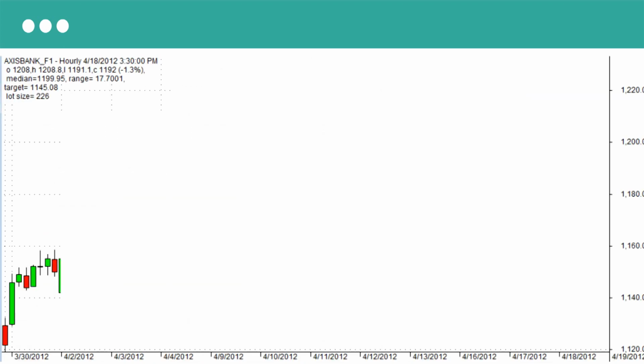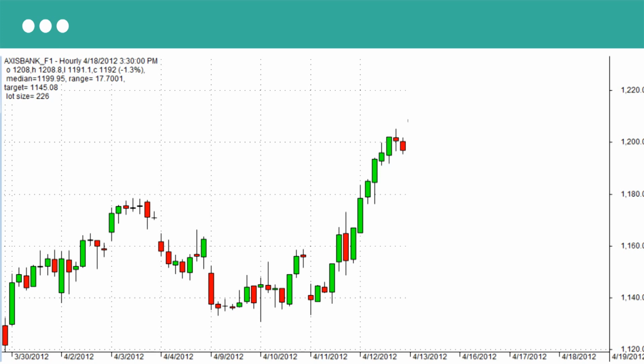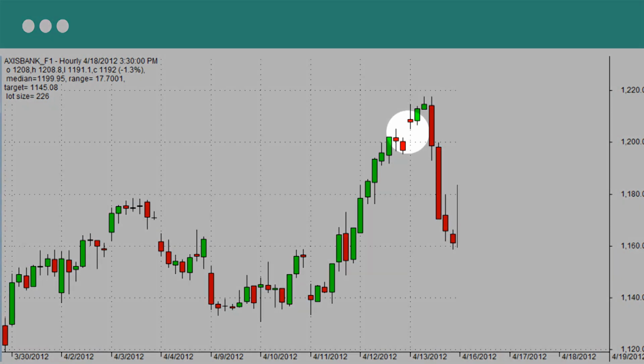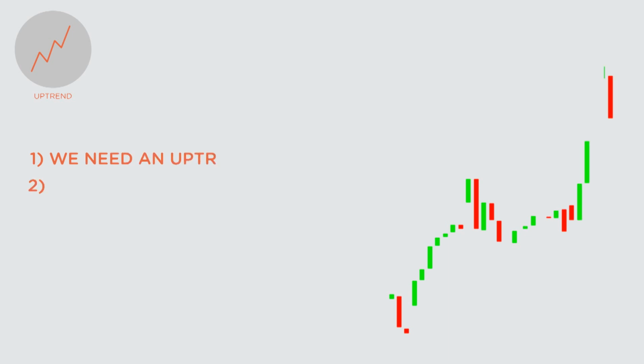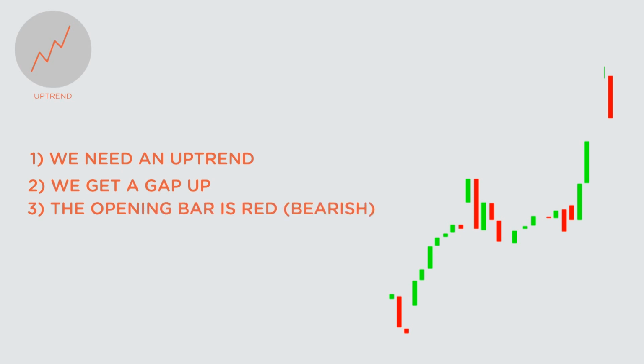Same thing in this chart. We got an uptrend, we got a gap, the opening bar of the gap is red, and then we fell. In this chart, it actually happened twice. And lastly here as well. This is the setup. First, we need an uptrend followed by a gap, and then the opening bar of that gap has to be a red bar. That's a bearish bar.